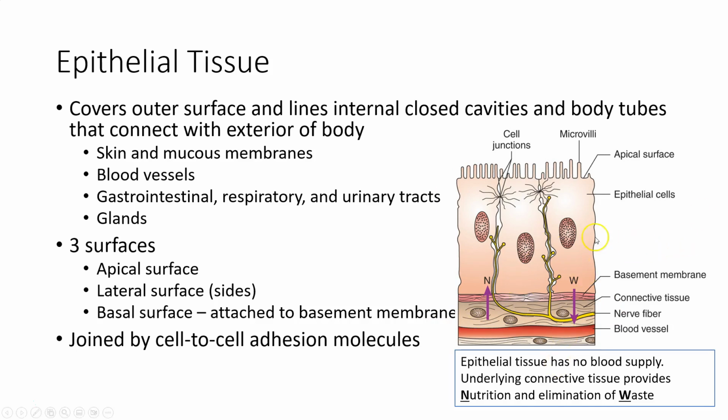Epithelial tissue itself has no blood supply. There's connective tissue underneath the epithelial cells, and this is where the blood supply can then provide nutrients through this connective tissue and draw waste out. Epithelial cells are joined by cell-to-cell adhesion molecules, so they often have a pretty tight connection. For example, our skin is connected very tightly so that it can be waterproof.